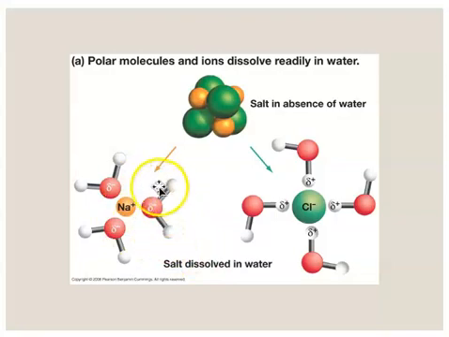The relatively negative oxygen atoms in the water molecules are attracted to the positively charged sodium, and they will pull on it. The partially positive hydrogen atoms in the water molecules are going to be attracted to the negatively charged chloride atoms, and they're going to pull on those. That's going to help break the ionic bond that holds sodium chloride together. That's going to help sodium chloride dissolve in water.